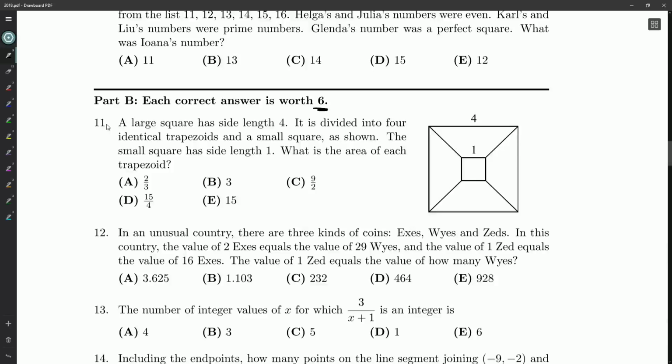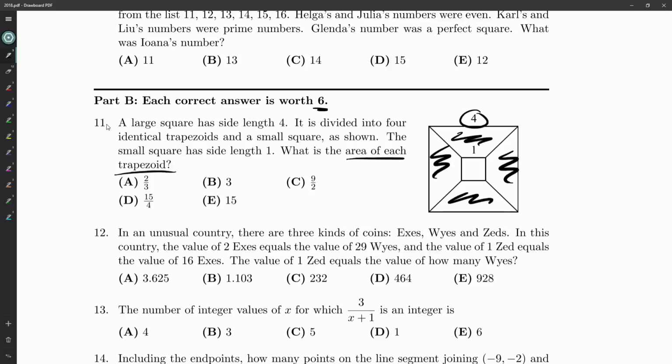So, a large square has a side length of 4. It is divided into 4 identical trapezoids and a small square, as shown. The small square has a side length of 1. What is the area of each trapezoid? Okay, so we start thinking in our head, well, how can I find the area of a trapezoid?